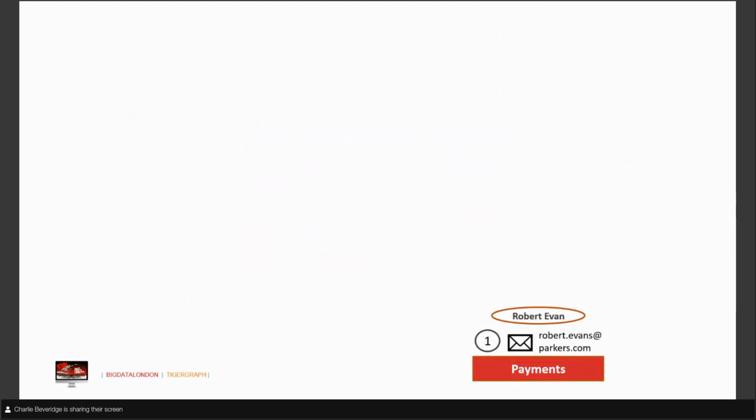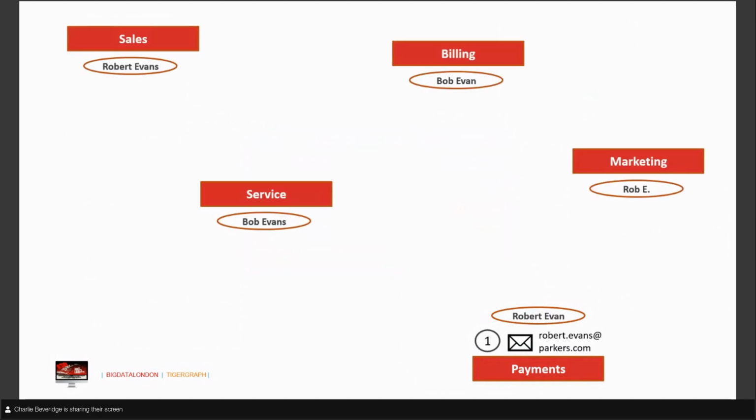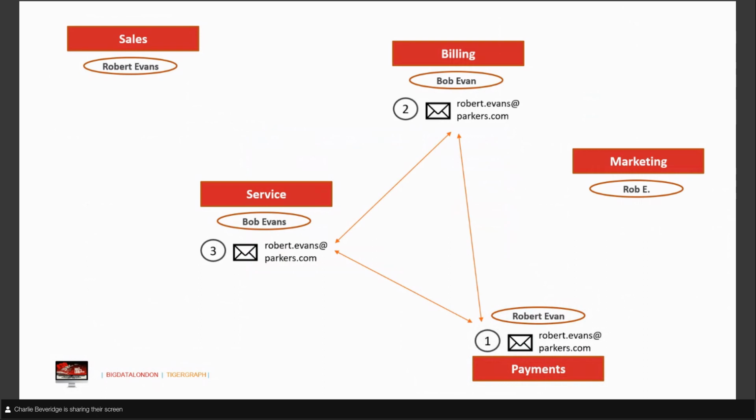Let's consider the example of the customer that hasn't paid their bill. And we want to ensure that sales don't let them renew their contract, and also that marketing pause on any offers they're sending to that customer. So payments raise the issue that the customer hasn't paid, and they only have a name and an email address. Variants of that name exist in sales, service, billing, and marketing tools. Robert, Bob, Rob, Evans with an S, Evan without an S. And that exact email address also exists in billing and service.